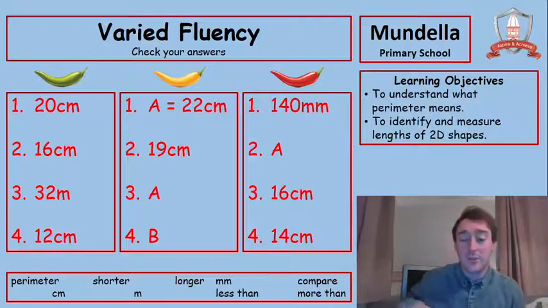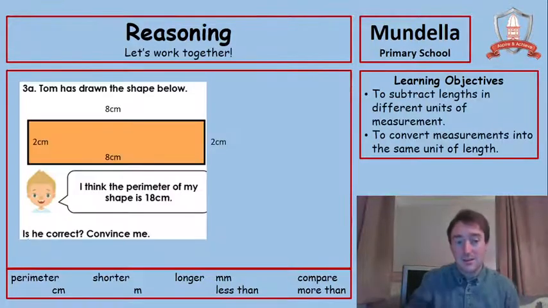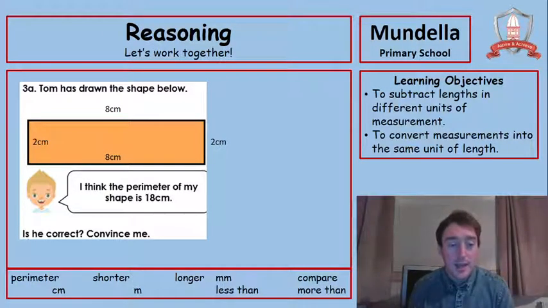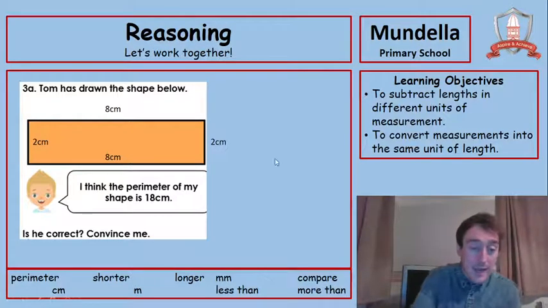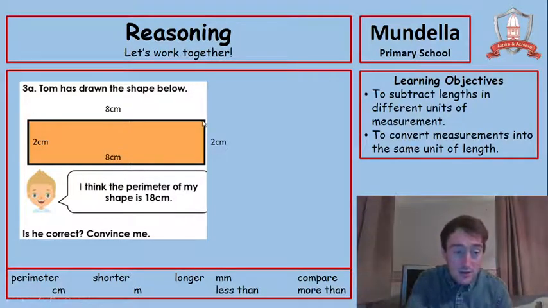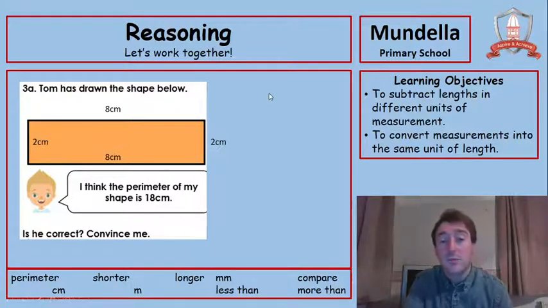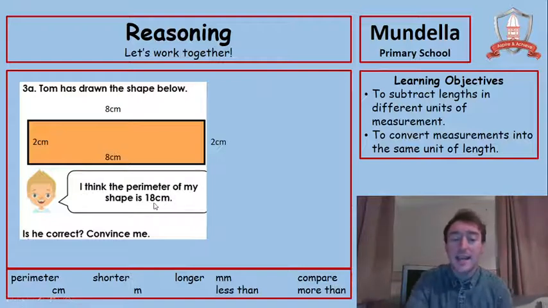Let's move on to the reasoning. Okay, let's work together. It says Tom has drawn this shape below. It's got measurements for the sides. So you've got 8 along, 2, 8 and 2. And remember that to find the perimeter we need to add all of those together. He says, I think the perimeter of my shape is 18 centimetres. Is he correct? Convince me.